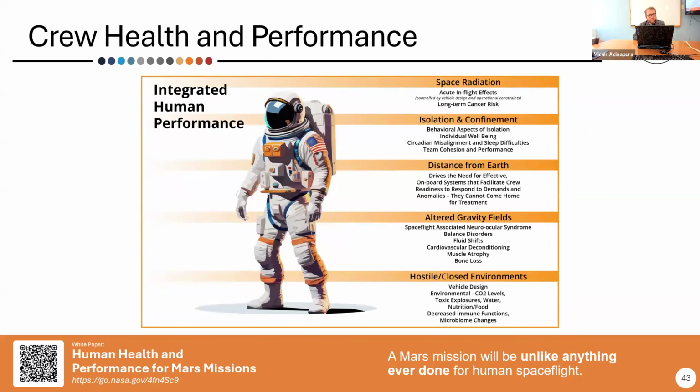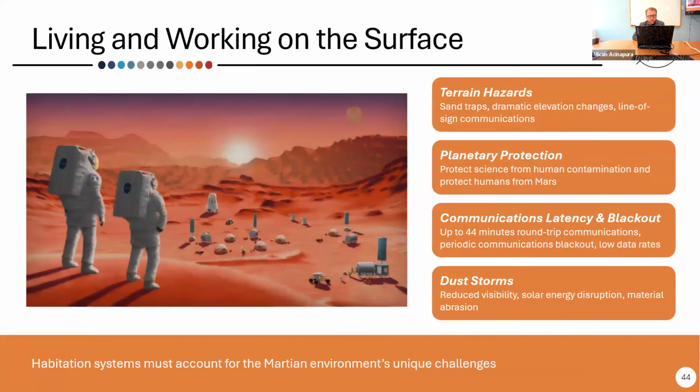There's also, what does the Mars spacesuit look like? You have to account for radiation, isolation, distance from Earth, reduced gravity, hostile environments. There's a lot of uncertainties associated with this. And even living and working on the surface, you have terrain hazards, planetary protection concerns, communication latency, dust storms. These are all questions that people are actively thinking about. And no one knows the answers to a lot of these things, quite frankly.